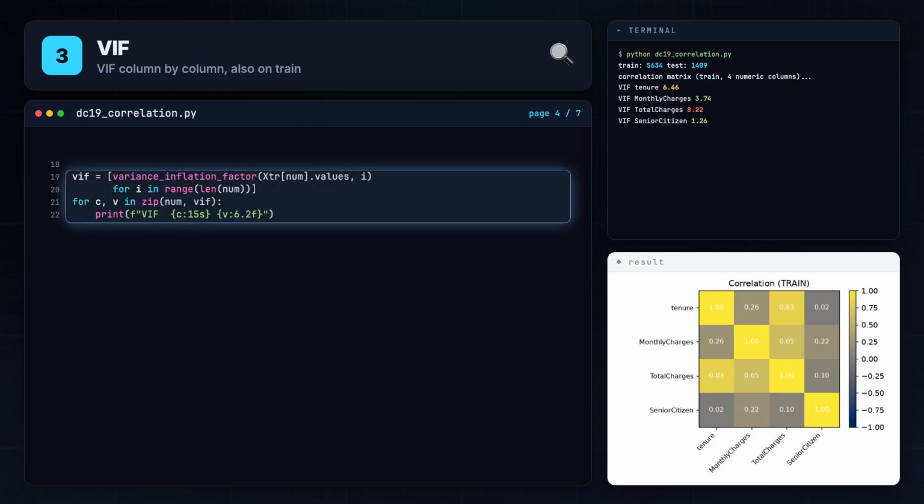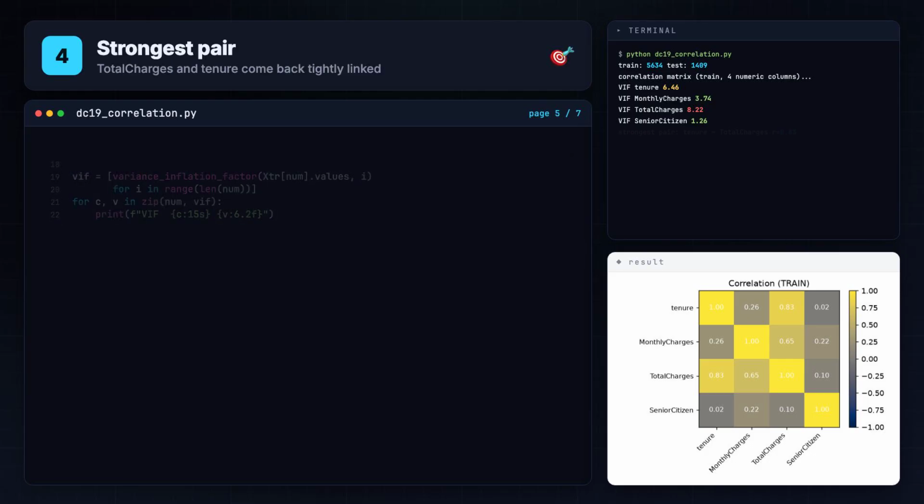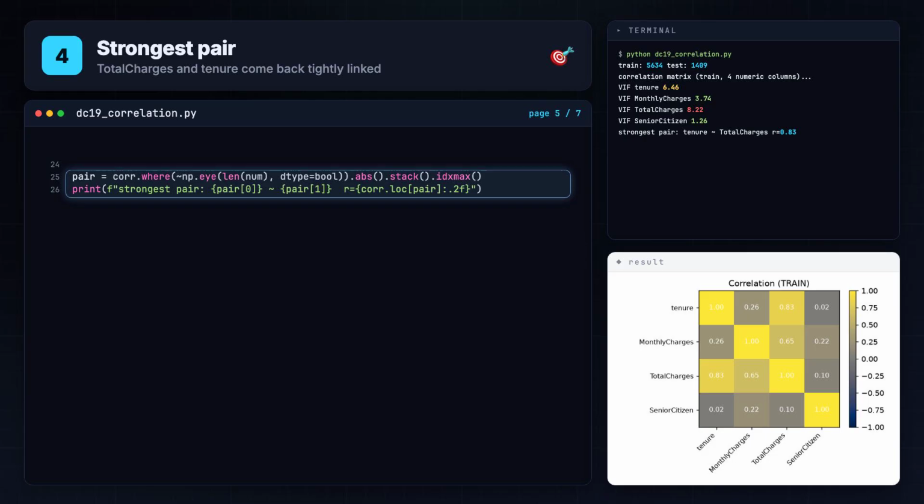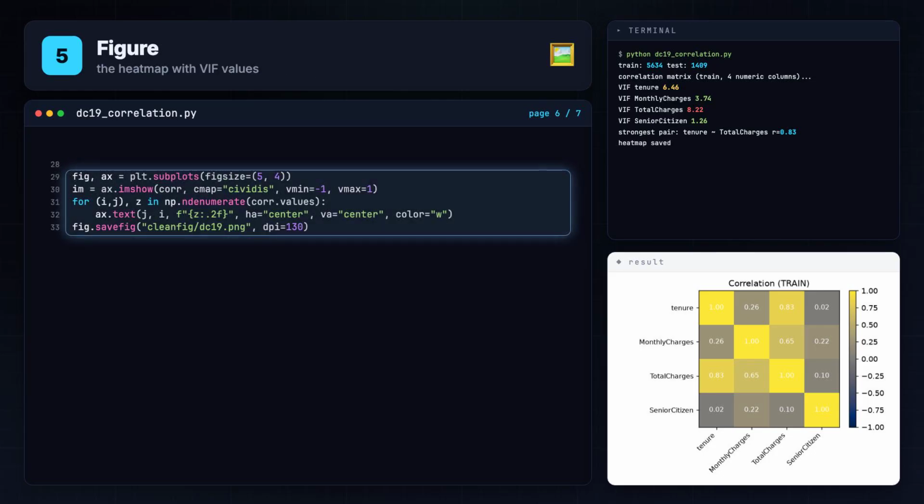Then VIF column by column, also on train. Each VIF comes from regressing one column on the others. Print the strongest correlated pair and the VIF for each column. Total charges and tenure come back tightly linked, and total charges carries the biggest VIF. The figure is the heat map with the VIF values listed beside it. The redundancy in one picture.